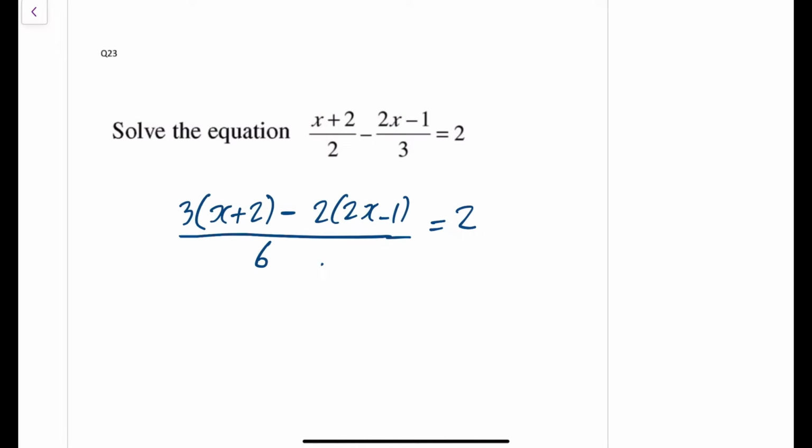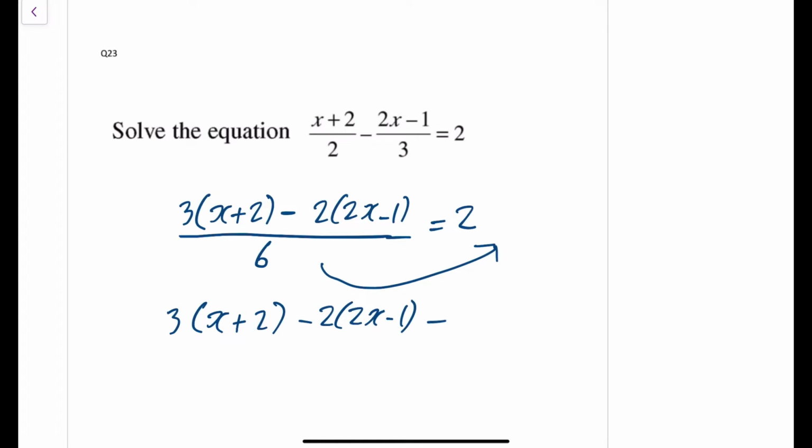Now the first thing I like to do is multiply across by that 6. So I'll leave my top line as it was. It was 3 upon x plus 2 minus 2 upon 2x minus 1 is equal to 12. And then if we multiply our brackets, we're going to get 3x plus 6. And then be very careful multiplying out this bracket. This is where people make mistakes. Minus 2 times 4x is minus 4x. Minus 2 times minus 1 is plus 2. That's still equal to 12.